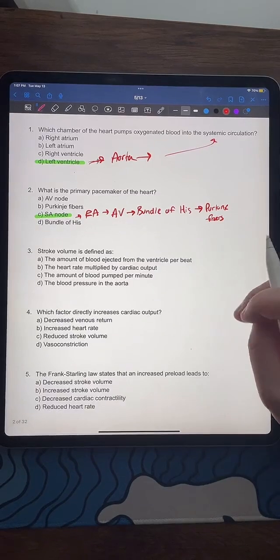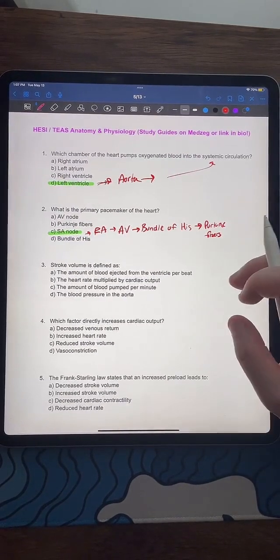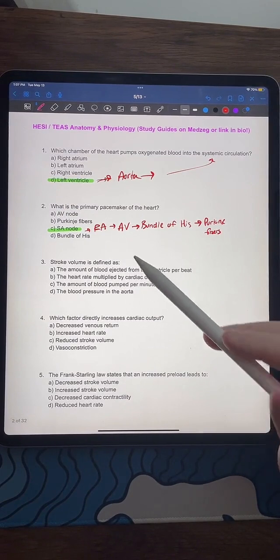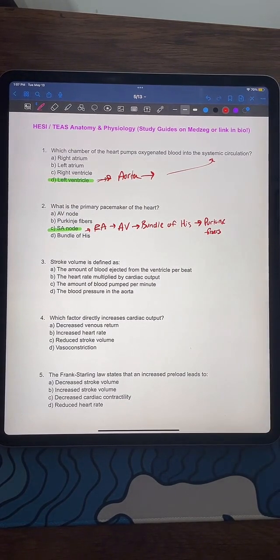Alrighty, fantastic. Number 3, stroke volume is defined as what?